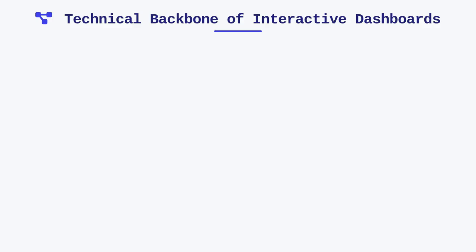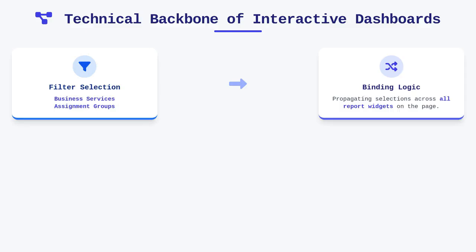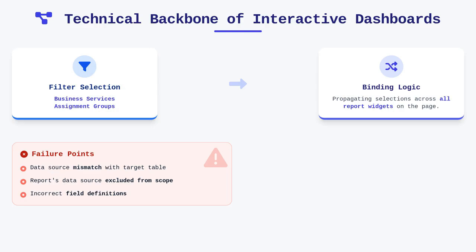The technical backbone of these interactive dashboards relies heavily on the correct implementation of interactive filters and their subsequent bindings to report widgets. When we define a dashboard, we often need to ensure that a selection in one filter, such as a business service or assignment group, propagates correctly across all reports on the page. We occasionally encounter filter propagation failures, which typically stem from the data source of the underlying report not matching the filter's target table or the associated field definitions.